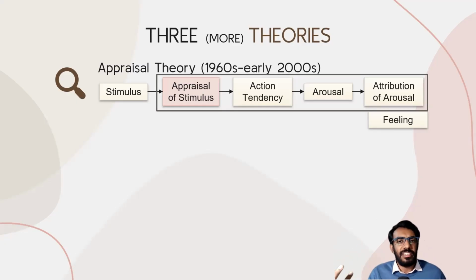And attribution, of course, is there, that you attribute whatever arousal you felt to whatever happened in front of you. So this joint phenomenon of appraisal to attribution and behavior after that is what we experience as a feeling, right? So this was the appraisal theory.